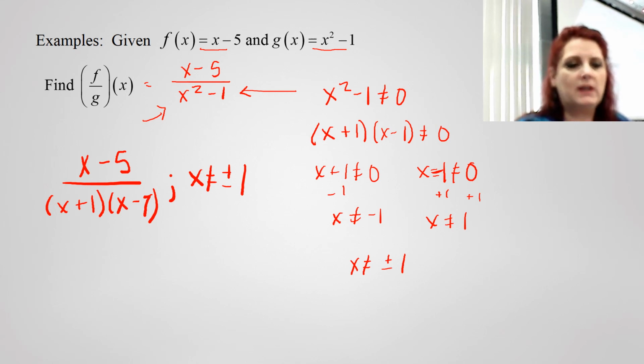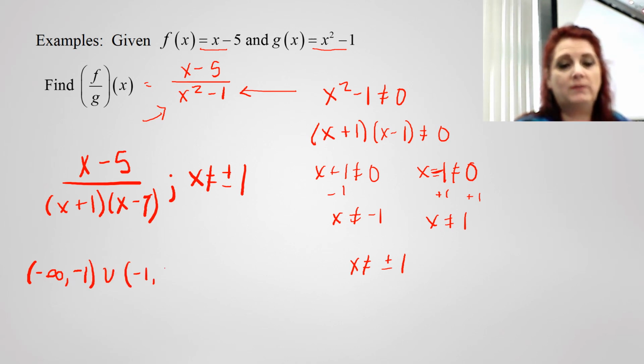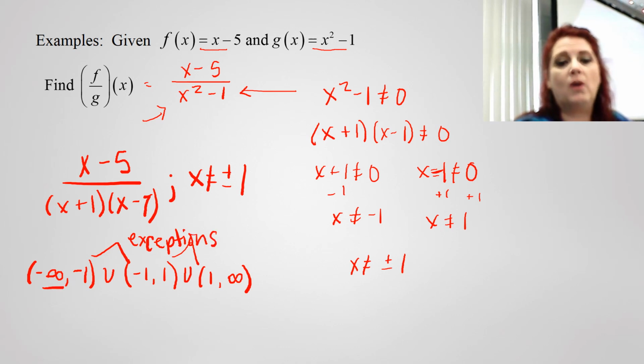If you want to put that in set notation, it would be -infinity to -1, and then -1 to 1, and then 1 to infinity, where these 1s and -1s are your exceptions to all real numbers, which is -infinity to infinity.